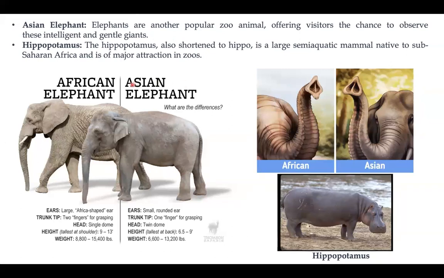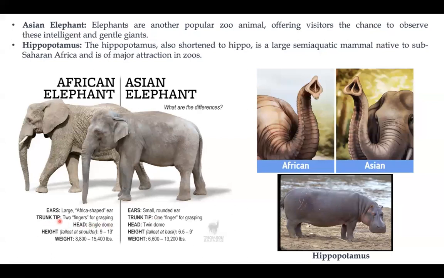So as for the difference of African elephants and Asian elephants, we have mentioned some points here. As you can see, the ears are large in African elephants, whereas it is relatively smaller in Asian elephants, and the shape is also different.